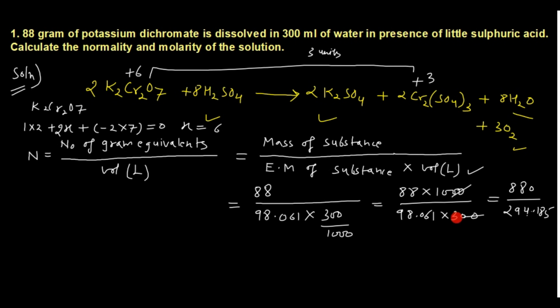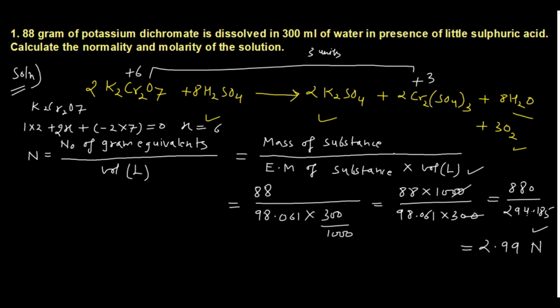Because you are multiplying this equivalent weight by the factor which is equal to your n factor, right? By the number which is equal to the n factor. So it is coming just like that, right? If you solve this, then you will find, I have already calculated this. So this will give you 2.99 N. So this is the normality of this particular solution.